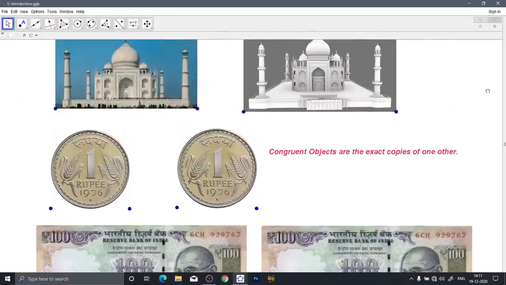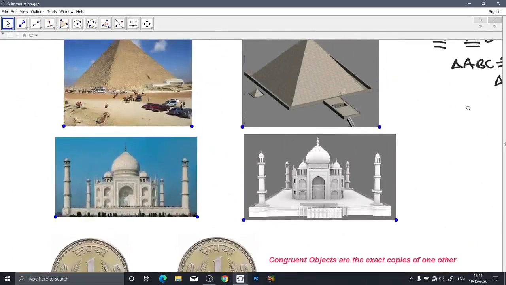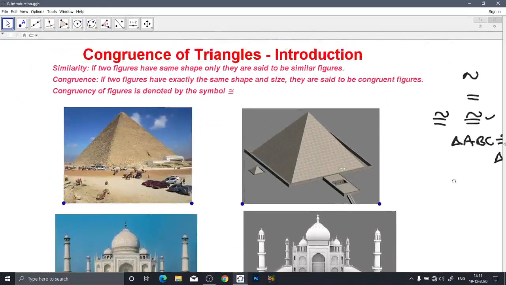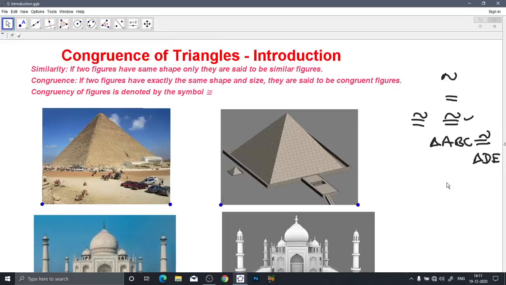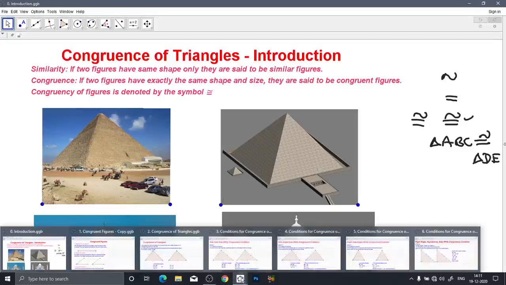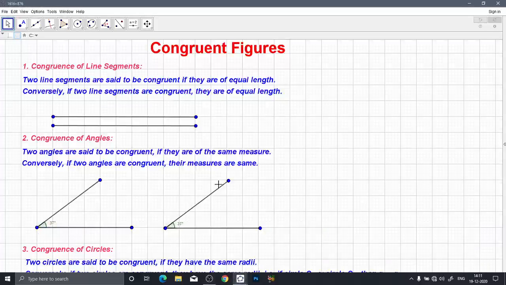Similarity means they have only the same shape, but congruence means they should have the same shape as well as the same size also. So that's the main difference between similarity and congruence. Okay, by using this small definition, we will see some more definitions of congruent lines, line segments, and congruent angles like this.